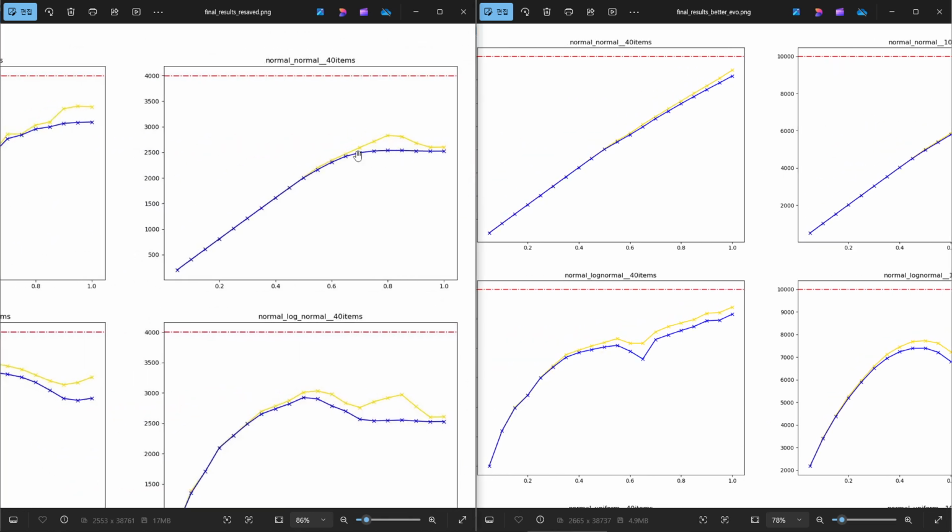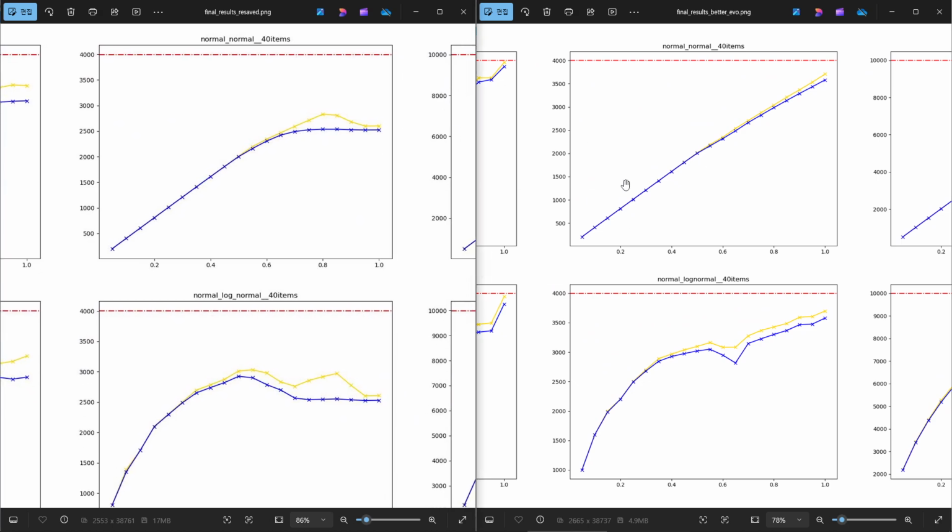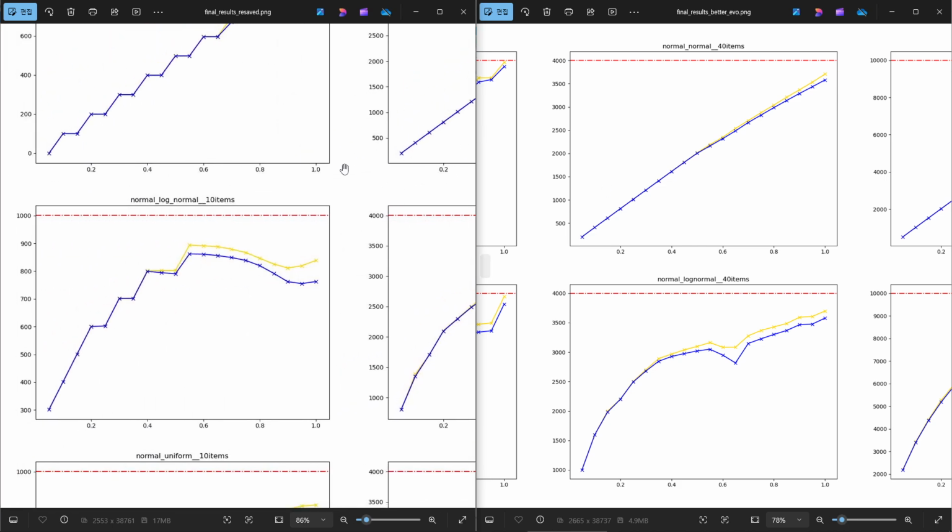But for 40 items, you see that on the right is the new, better evolution scheme, and on the left is the old one. With the new scheme, you see that it continues to increase. The slope never falters. Well, kind of, it does here, but you get the point, as the max constraint percentage goes up. So it is doing what it was intended.